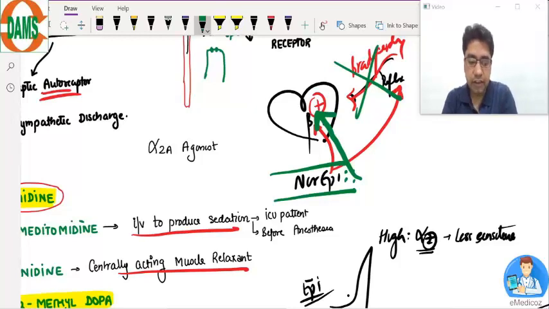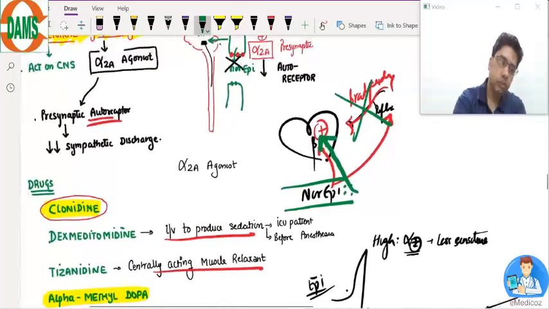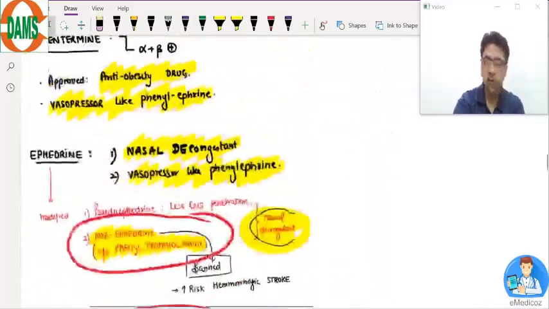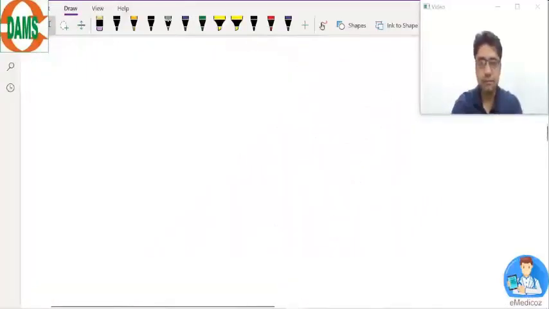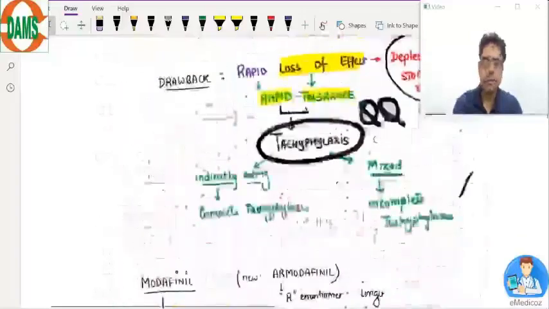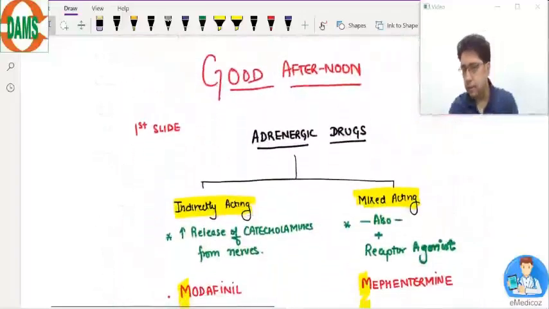Will there be reflex tachycardia and vasomotor reversal of Dale? Yes, it will cause reflex tachycardia. You are right. Tomorrow we will discuss it when we discuss alpha blocker. I will tell you the same point again tomorrow when we start with alpha blocker and beta blocker. You can ask me all your remaining doubts on the DAMS exclusive club.